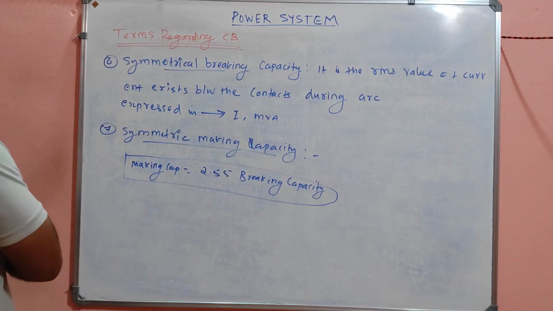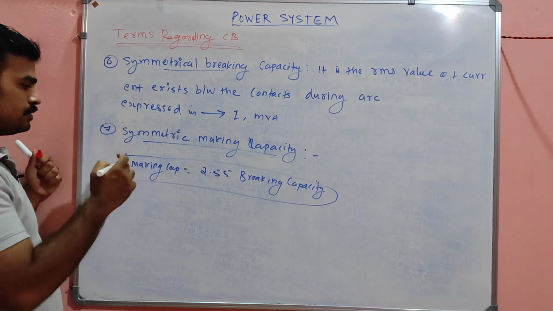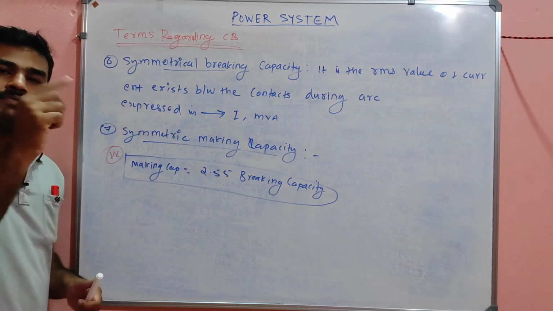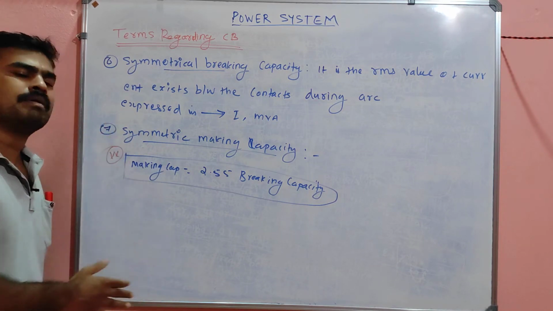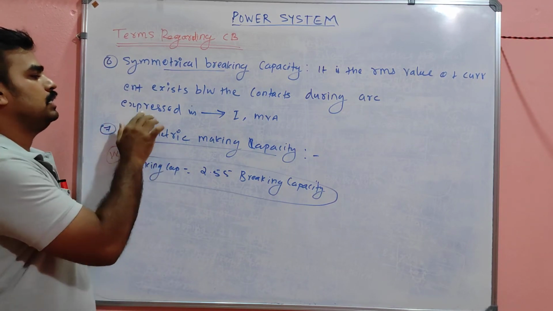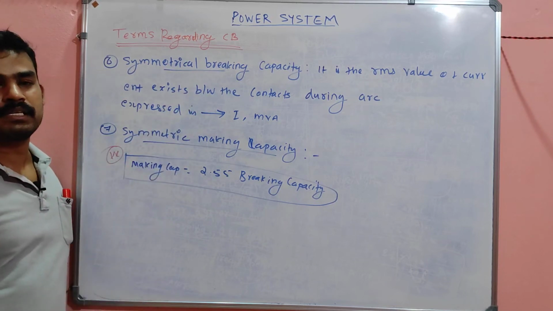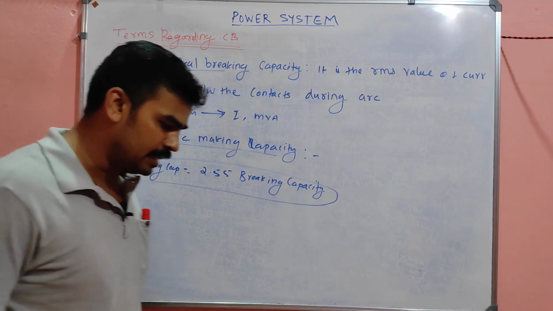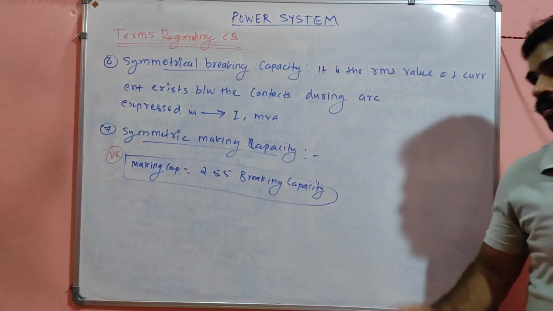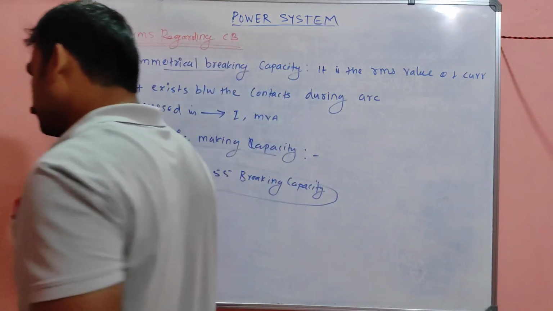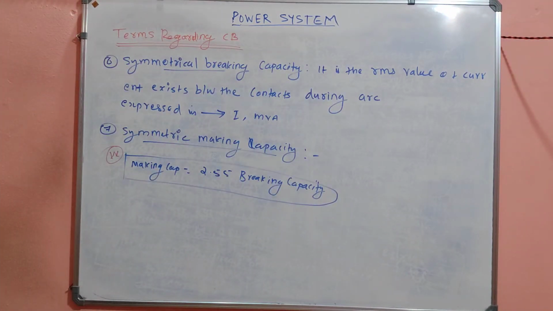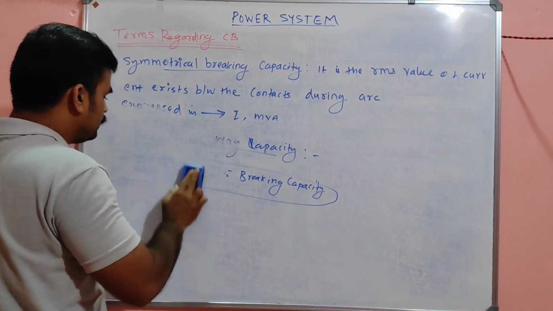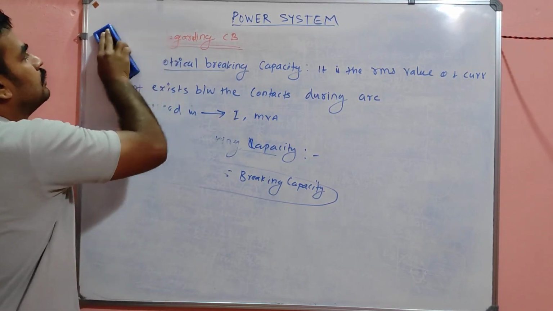This relationship is very, very, very important. A one word question can be asked directly from this equation: symmetrical making capacity is equal to 2.55 times the symmetrical breaking capacity. Numericals will be asked from this. They may give the symmetrical breaking capacity and you want to find the symmetrical making capacity. Simply multiply it with 2.55, you will get the answer. Is it clear? So that's all about some important terms regarding the circuit breaker.